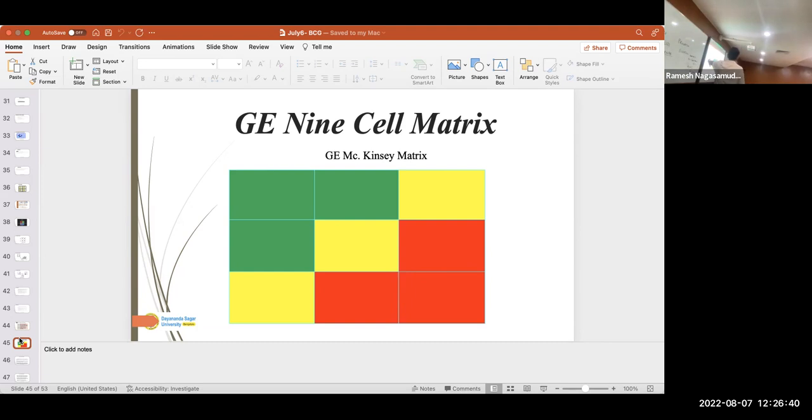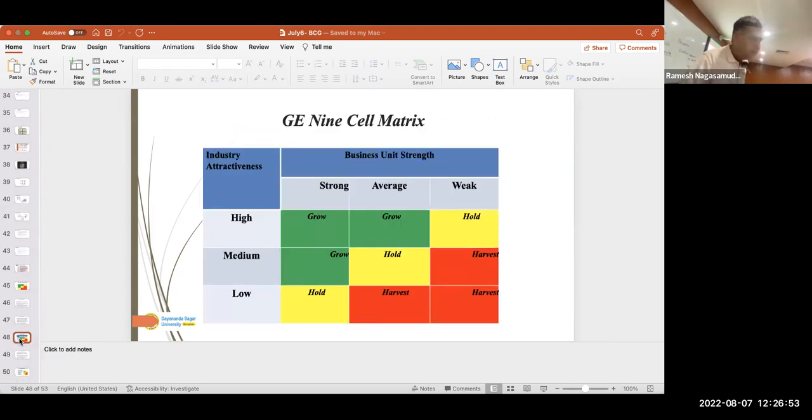Finally, last line. If you don't like the BCG matrix, let's go with the GE nine-cell matrix. What's the time? We still have time. The nine-cell matrix uses the same formula. Industry attractiveness. What is the equivalent of that in the BCG matrix? Industry growth. Business unit strength. What is the equivalent? Relative market share.